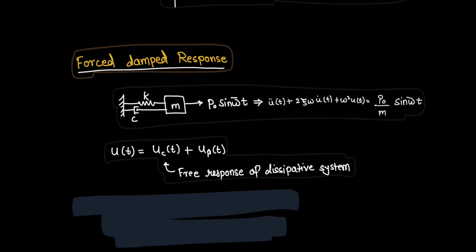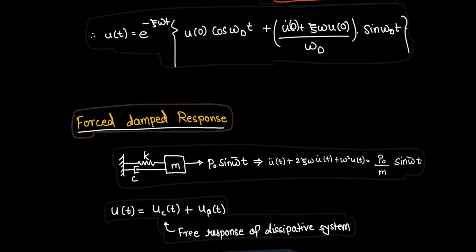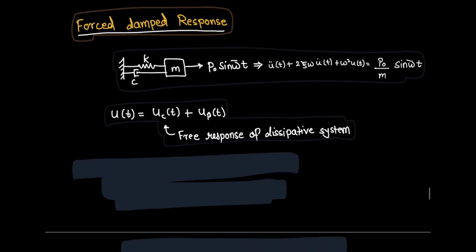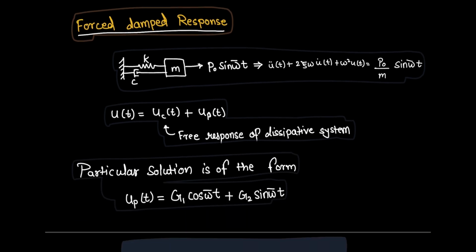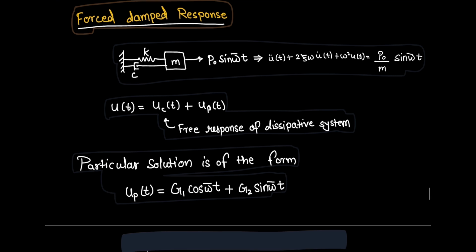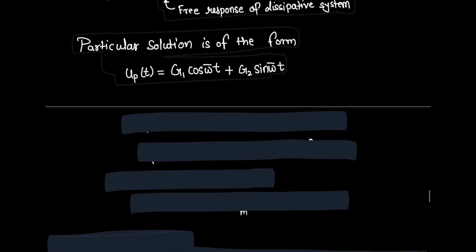We have the total response of such a system as the complementary solution plus the particular solution. In this case, because there is a forcing function acting on the system, we will have the particular solution. The complementary solution is the free response of such a dissipative system, which we have already calculated before. The particular solution of such a system is of the form G1 cos omega bar t plus G2 sin omega bar t, where G1 and G2 are arbitrary constants.